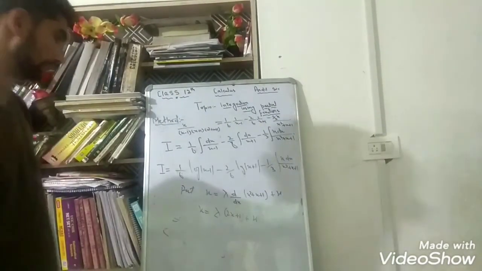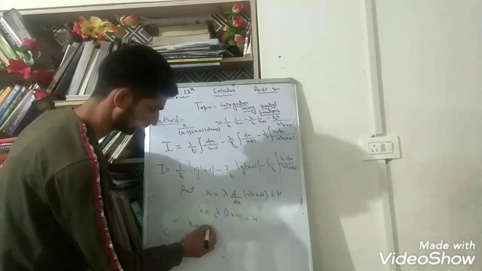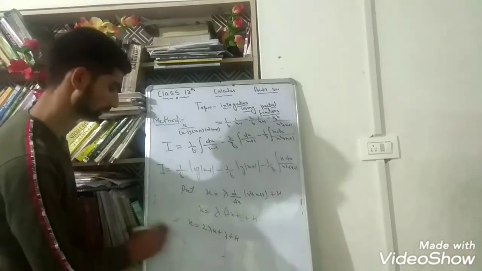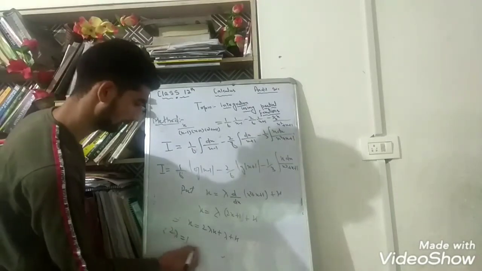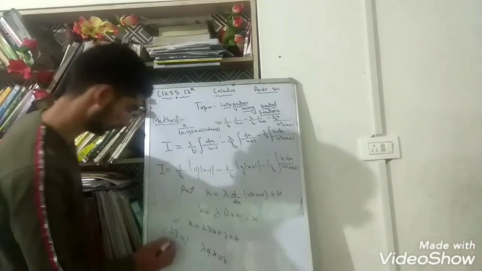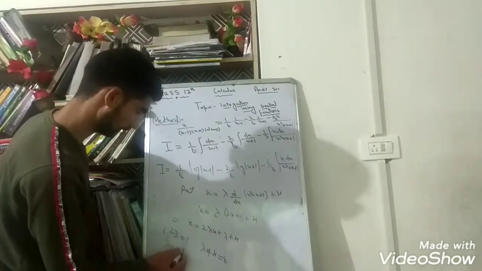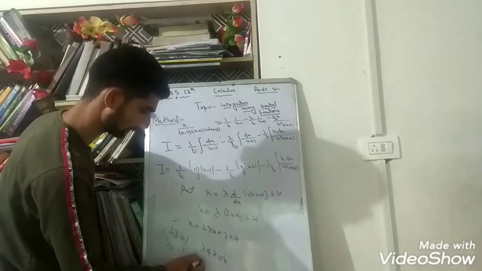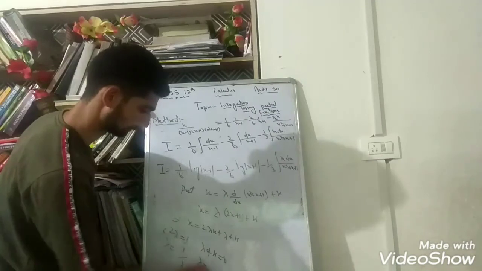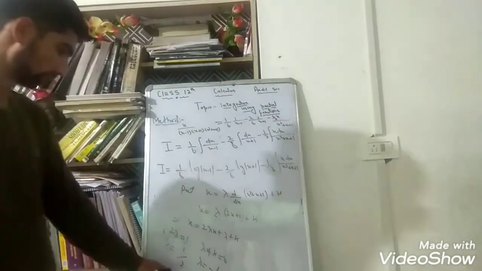Compare the coefficients, beta. x is equal to 2 lambda x plus lambda plus mu. Compare the coefficients like that, you will get 2 lambda is equal to 1, and lambda plus mu is equal to 0. So you will get here lambda is equal to 1 divided by 2, and mu you will get, that will be minus 1 divided by 2. Hence you got, beta, lambda is equal to this and mu is equal to this.